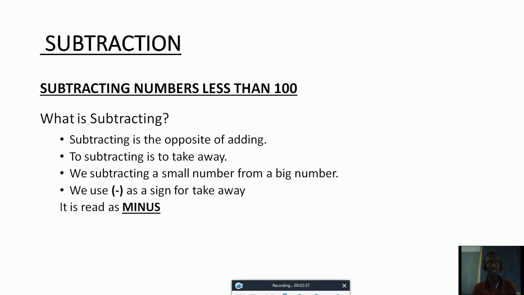Now, which symbol or sign shows us that we are going to subtract? In addition, if we remember, we use a plus. We say 7 plus something, for instance. Here in subtracting numbers, we use the sign of minus, a dash. We use a dash to take away. If we find any question with that dash, it means you have to subtract, and we read that sign as minus. So we know about that.